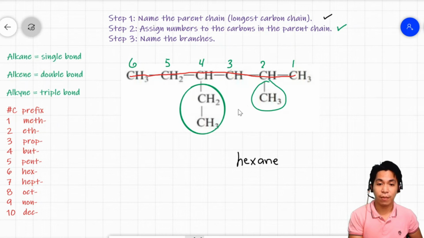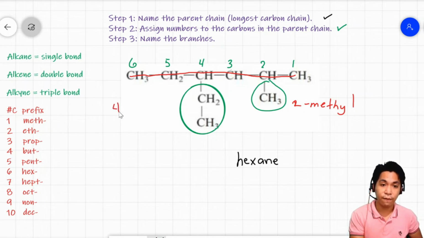The last step is to name the branches. Now, what is the name of our branch here? This has one carbon only, so this is attached to carbon number 2, 2-methyl. Now, what about our second branch? As you can see, our branch has 2 carbons in it. Therefore, we will be using the prefix eth attached to carbon number 4. Therefore, it is 4-ethyl.